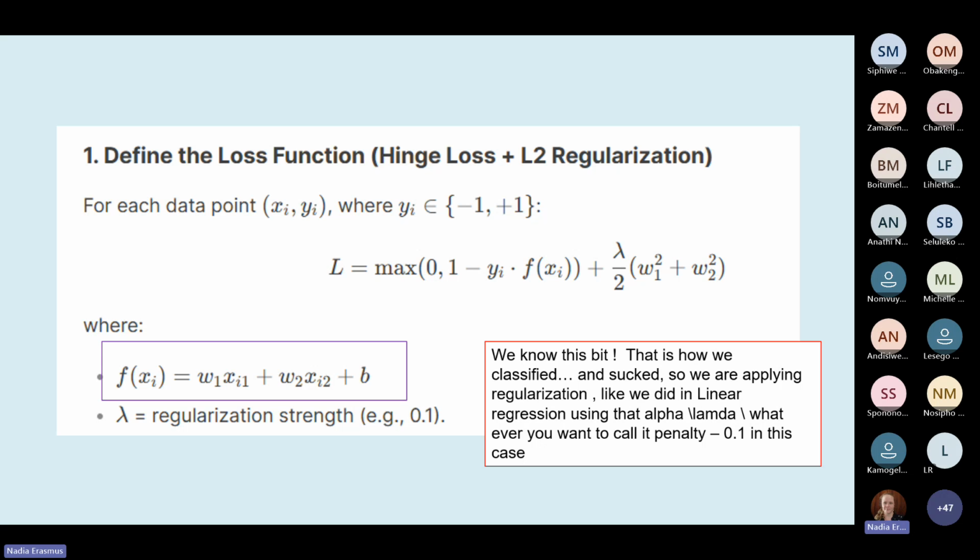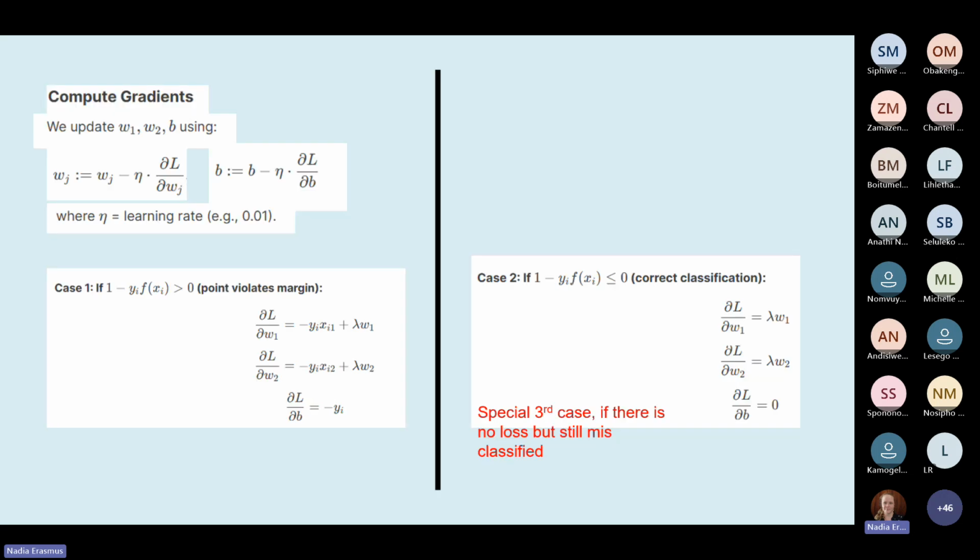So this is going to be going into our loss function. We have a maximum, so it's between 0 and 1 minus y_i. We had y_i as plus or minus 1, and then we had it multiplied with a function. So those are our 2 points, plus our lambda divided by 2 and our weights. Okay, so we're going to make sure that we are getting the correct weights in the end.